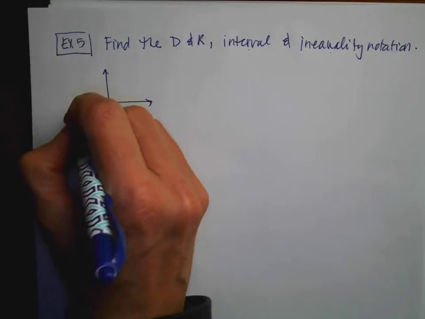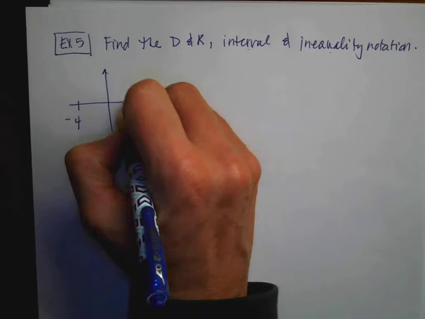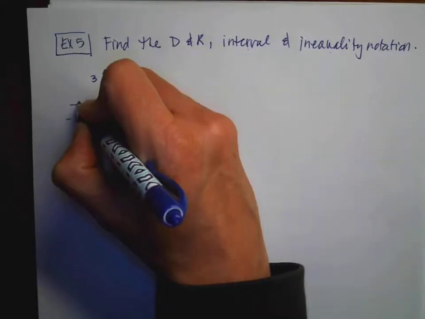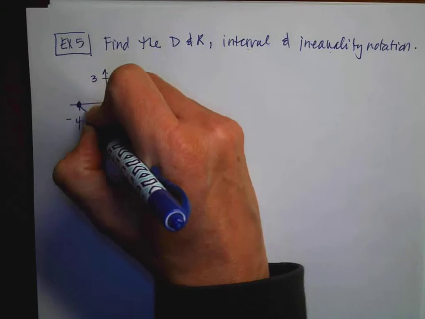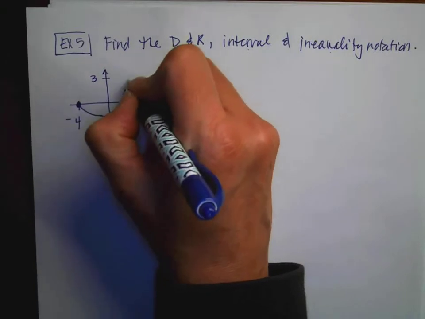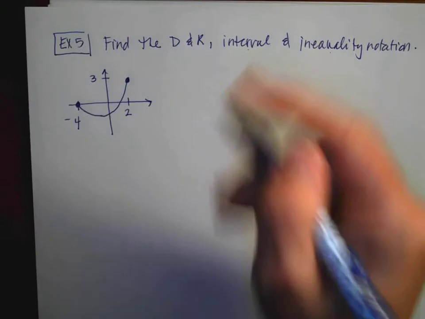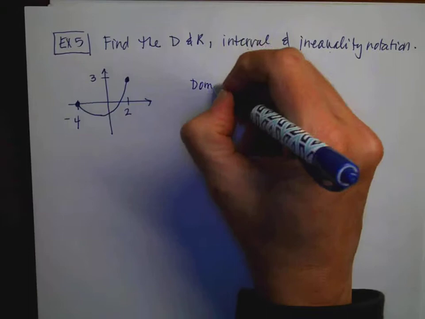So here's going to be the graph of this function. It's going to start at a negative 4. I'm going to have a 2, and then I'm going to have a 3. And this function is going to be included here, and then it's going to come up, and it's going to end up here, and it's going to be included as well.